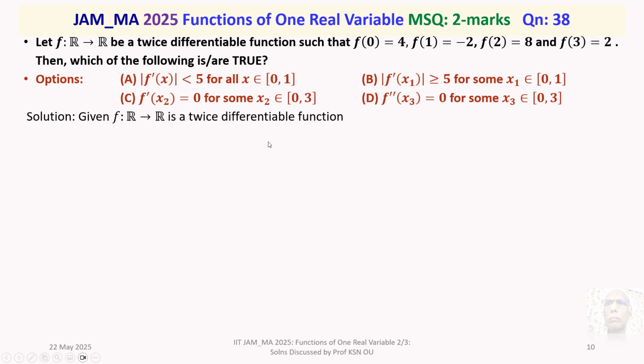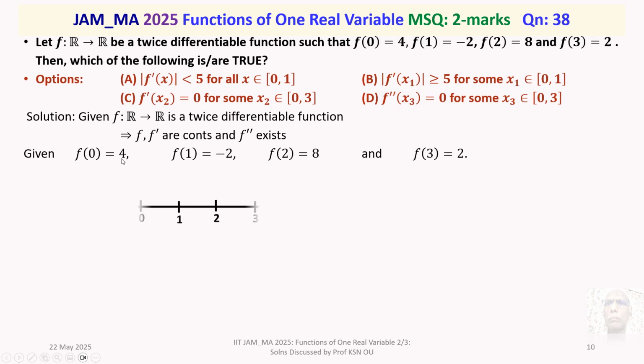So we are given a function f from R to R, which is twice differentiable. This means f prime is continuous and f double prime exists on the whole of R. Therefore, they exist on the closed intervals 0 to 1 and 0 to 3, and those cases can be considered. Now, given f of 0 is 4, f of 1 is minus 2, f of 2 is 8, f of 3 is 2.